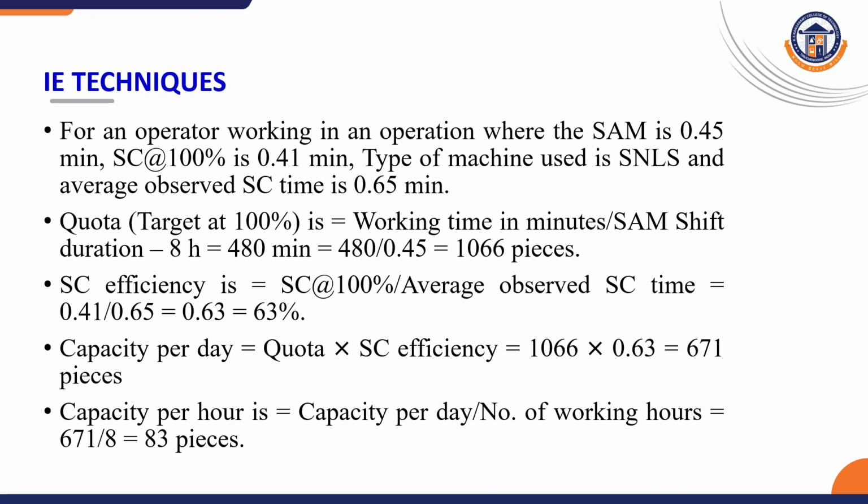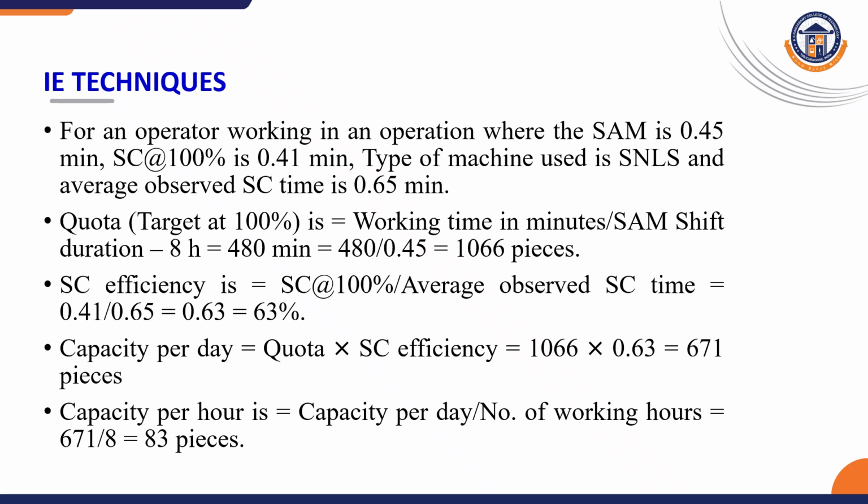So the IE techniques finally come down to calculation. For an operator, assuming the standard allowed minutes SAM is 0.45 minutes. That is nearly half a minute, which works out to 28 seconds for that particular operation. Single cycle at 100% is 0.41 minutes. The type of machine is single needle lock stitch and the average observed time is 0.65 minutes.